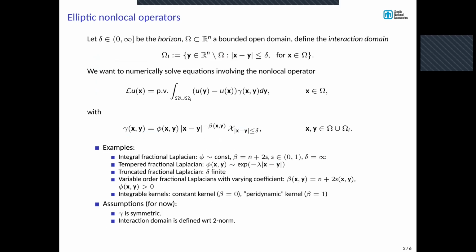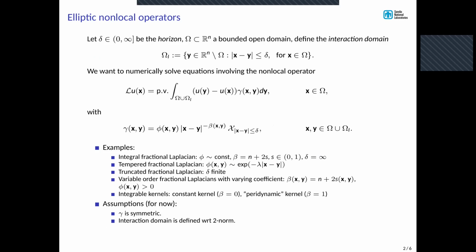It includes quite a lot of different operators that you find in the literature. So arguably the simplest is the so-called integral fractional Laplacian. In this kernel, we have a normalization coefficient that's going to be a constant. We have a singular part, in the case of the integral fractional Laplacian, that is just some constant power of the difference between the two evaluation points. And the horizon for the integral fractional Laplacian is infinite. So effectively, this term here in the back just drops out.